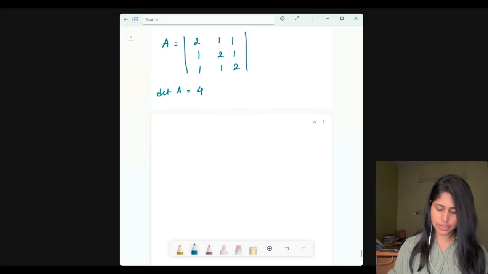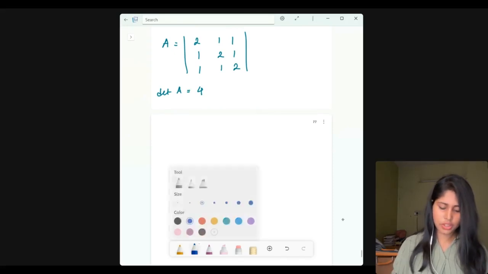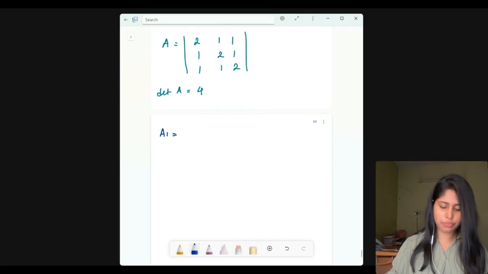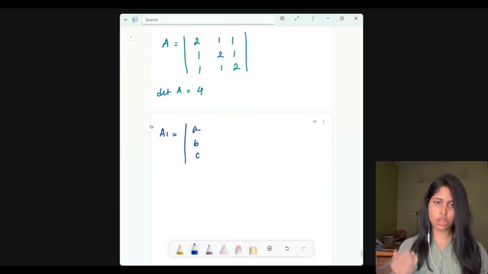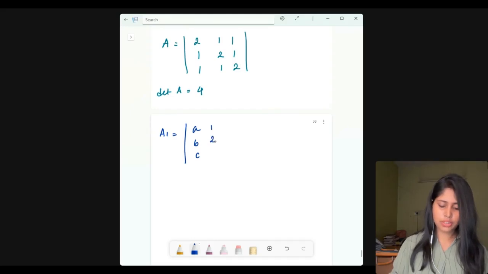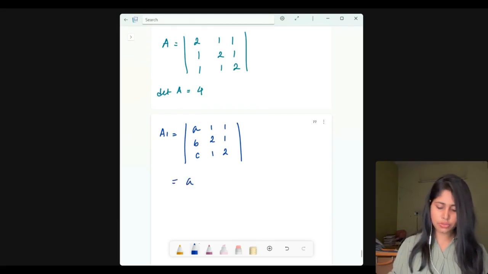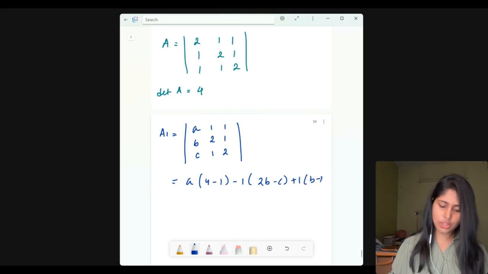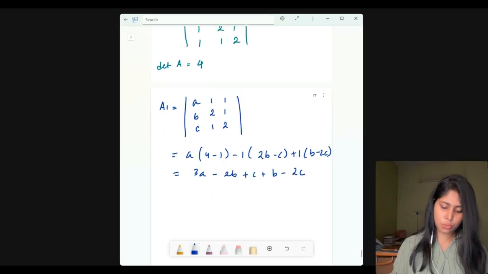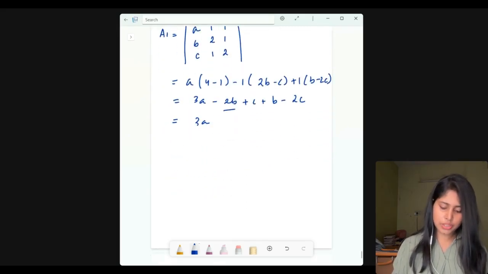Okay, so let me find it. Let us use another pen. Here A1 is equal to what? A, B, C, and the second and third columns will be similar: 1, 2, 1, and then 1, 1, 2. And let us find the determinant of it now. How do you find it? A into 4 minus 1, minus 1 into 2b minus c, plus 1 into b minus 2c. Now if you calculate it further, we get 3a minus 2b plus c plus b minus 2c. So this is 3a minus b minus c. This is our A1.